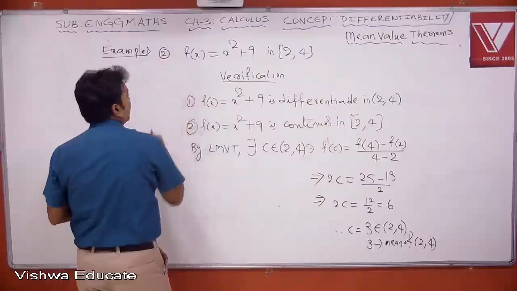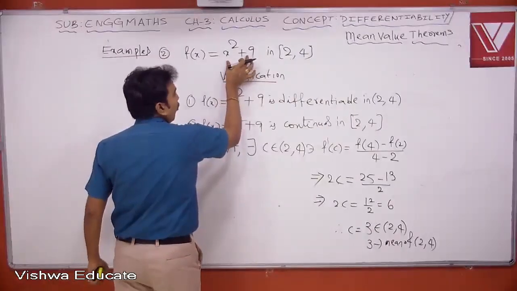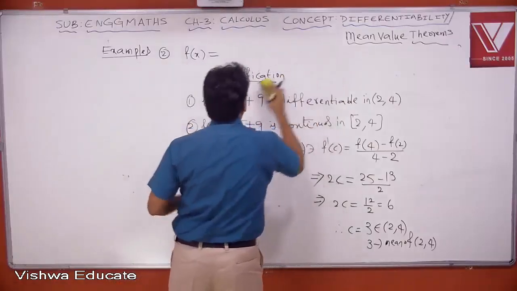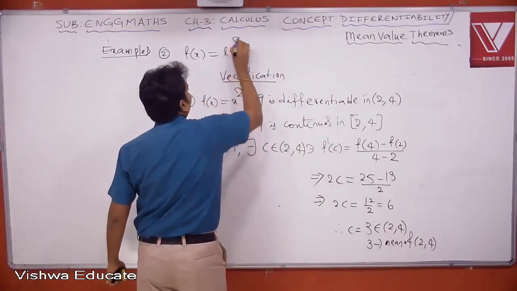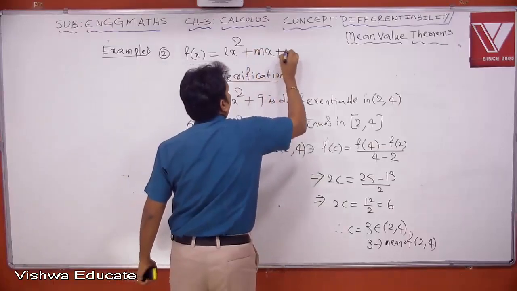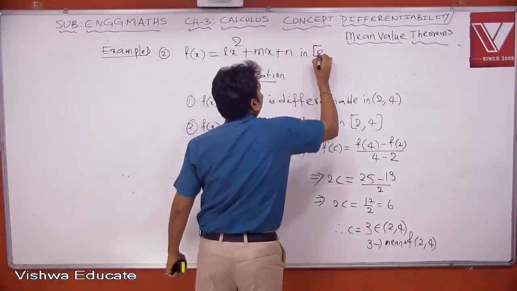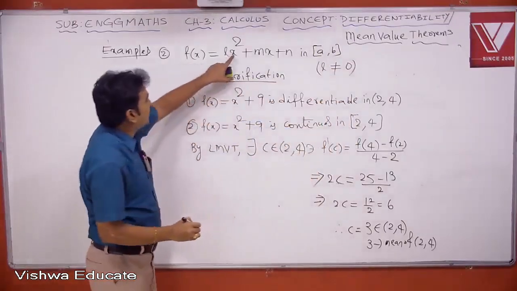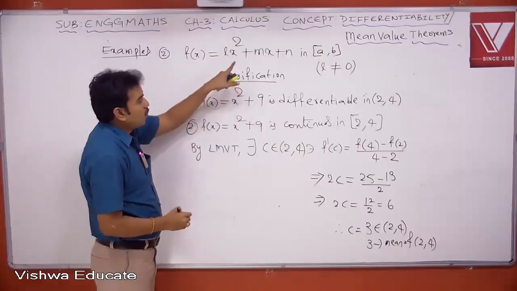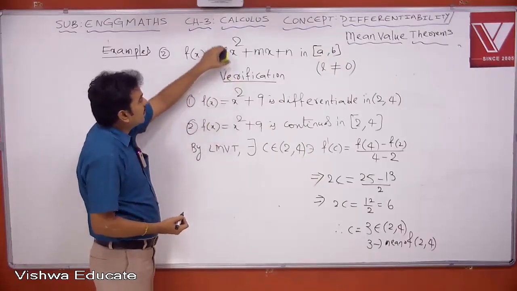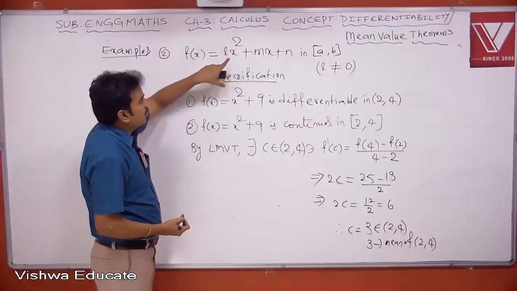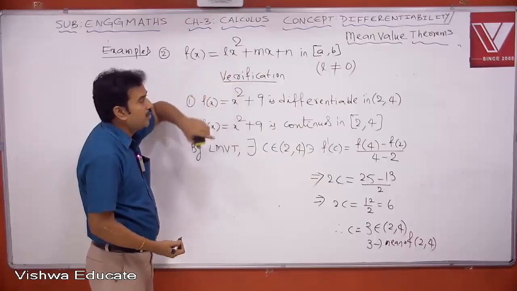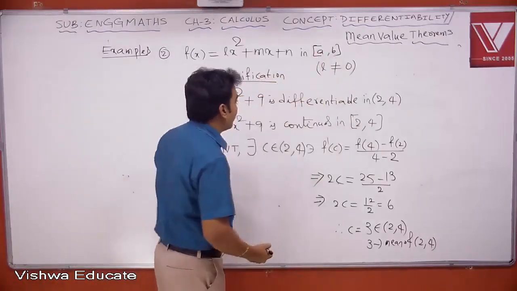Now we discuss example 2. Let us generalize the second degree polynomial. The previous one was a particular second degree polynomial expression. Let us handle a general second degree polynomial expression. I call it Lx square plus mx plus n in the closed interval a comma b. Here L is not equal to 0. That means the coefficient of x square is L, and it is non-zero. So this is a second degree polynomial expression. We don't know the values of L, M, N, but L is non-zero. So the interval is a general interval a comma b.